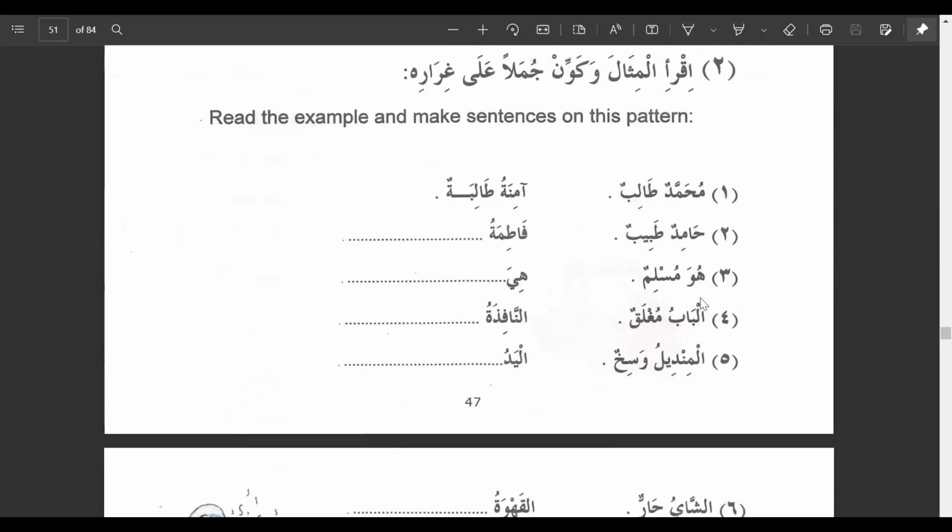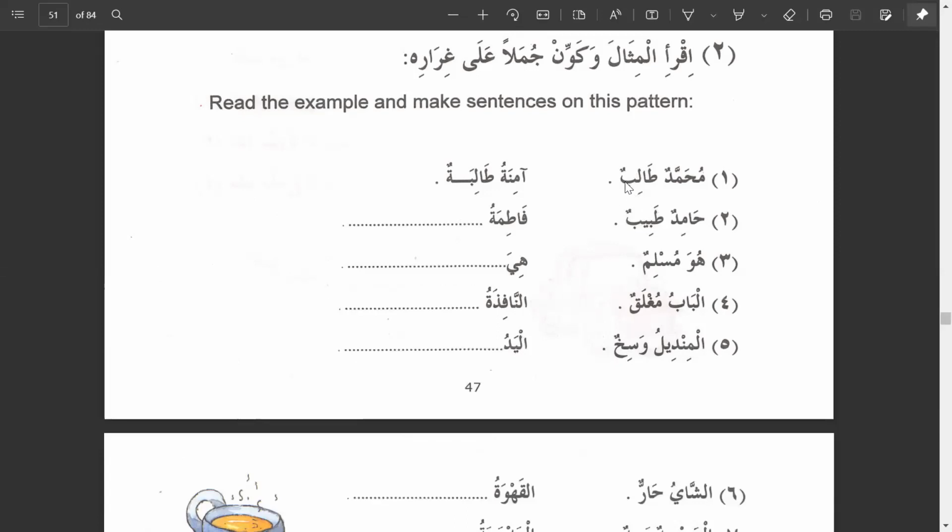Now, exercise. Read the example and make sentences on this pattern. Okay. Muhammadun Talibun means Muhammad is a student. Talibun is a student. Muhammadun Talibun. Muhammad is a student.